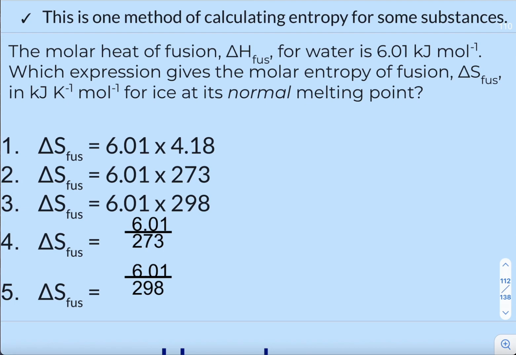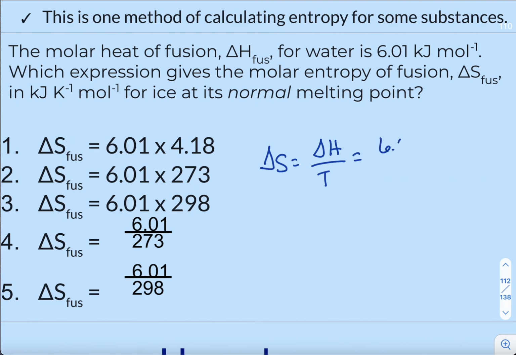So here, the molar heat of fusion delta H is 6.01 kilojoules per mole. In which expression do we get the molar entropy delta S in kilojoules per mole for ice at its normal melting point? So ice's normal melting point, water's normal melting point, is going to be 273 Kelvin because it's 0 degrees Celsius. So we would expect delta S to be equal to delta H over T.